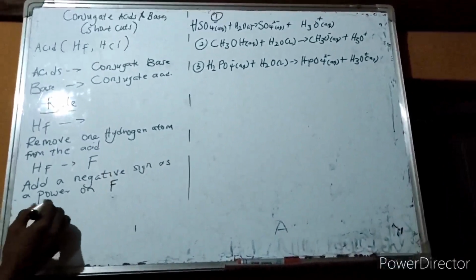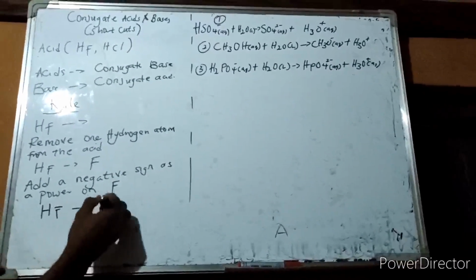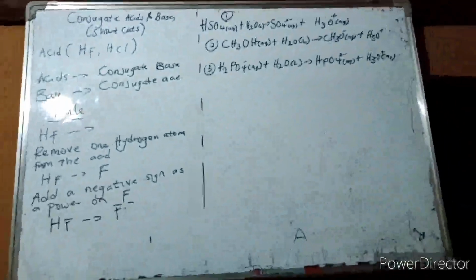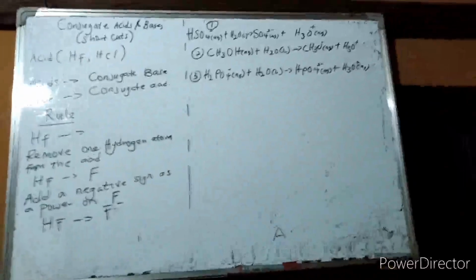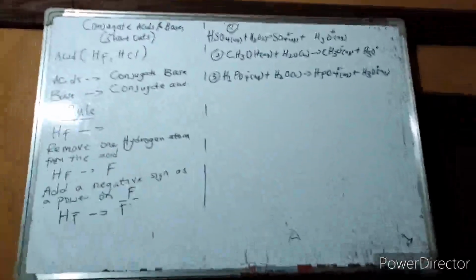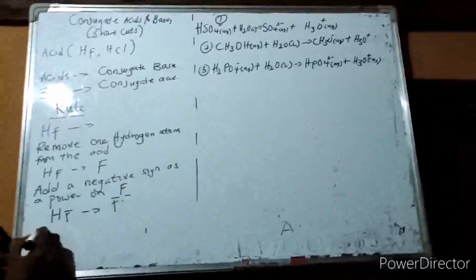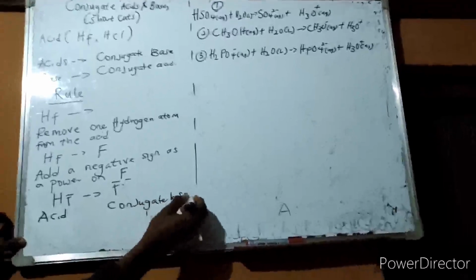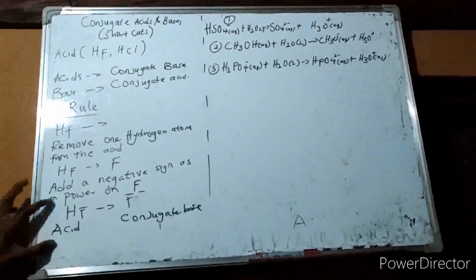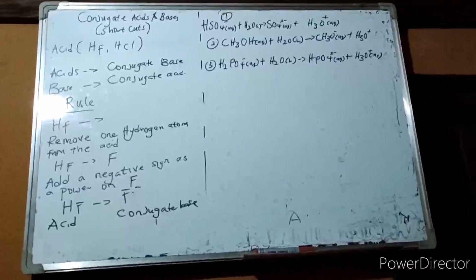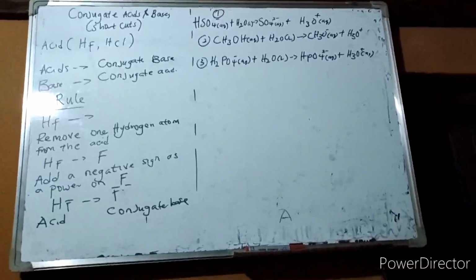So we have this HF, it gave us F. Then add a negative sign, we put the negative sign here. You see it now? Like F minus, because it's now like an ion. So that is what the rule is saying. When you remove the hydrogen, you'll be left with F. After that, you add a negative sign. So this is the acid, and this is the conjugate base. Very easy. You saw the way we analyzed the concept.